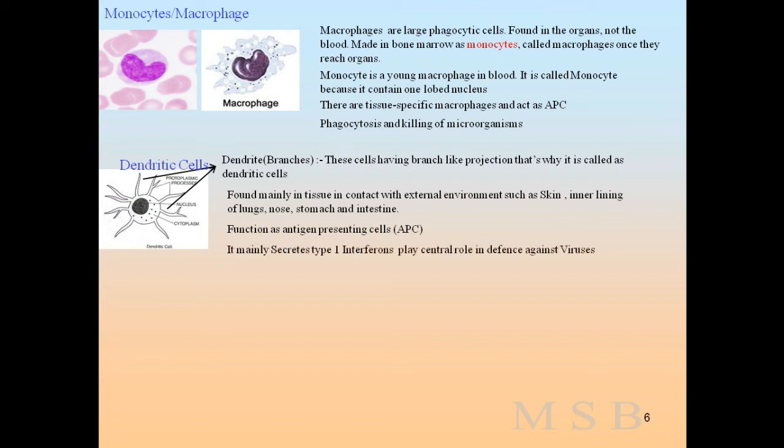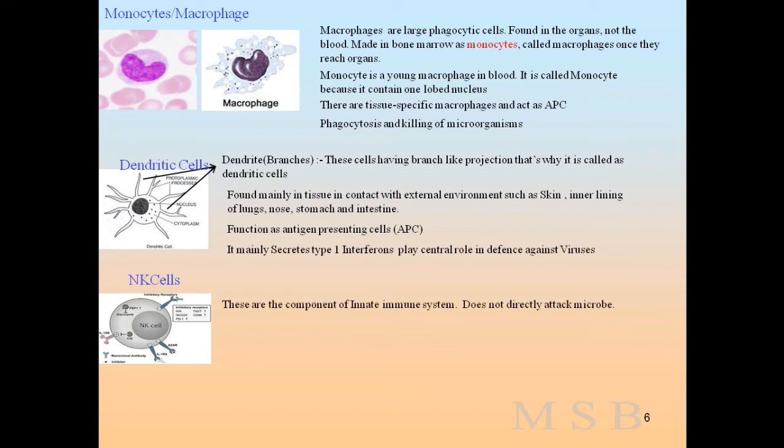It is mainly secreted type 1 interferons that play a central role in the defense against viruses. Next cell is the NK cell. It's called natural killer cells. These are components of the innate immune system and do not directly attack microbes. NK cells destroy our own cells that are defective, such as tumor cells or virus-infected cells.